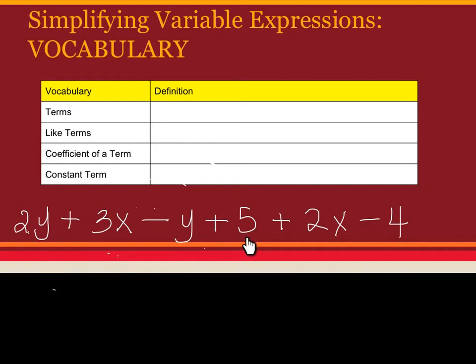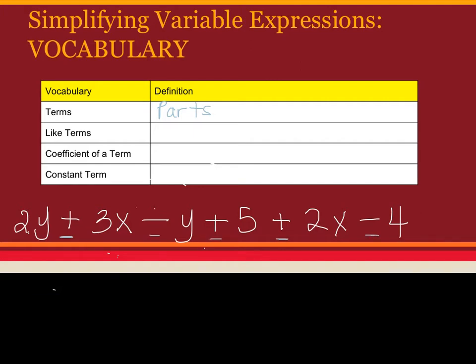So here's a really big expression. It is algebraic because there are variables in it. And there are 1, 2, 3, 4, 5, and 6 terms. So the terms are the parts of the expression, and you can tell that the terms are kind of like separated by the plus and the minus signs.